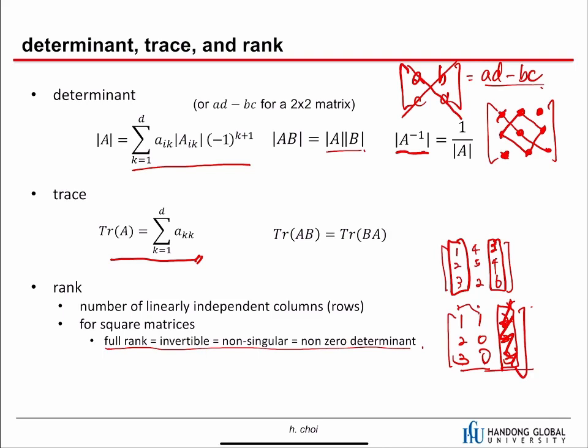If we have 3 linearly independent column vectors, then this one is a full rank matrix, which means we can get the inverse of this matrix. Okay, and then it's non-singular. The determinant is non-zero.